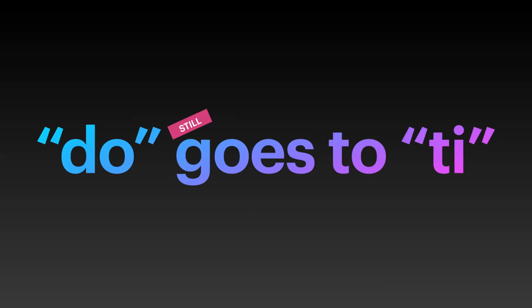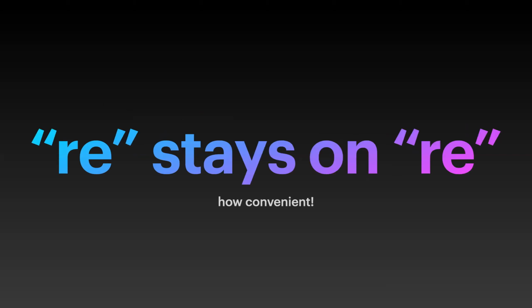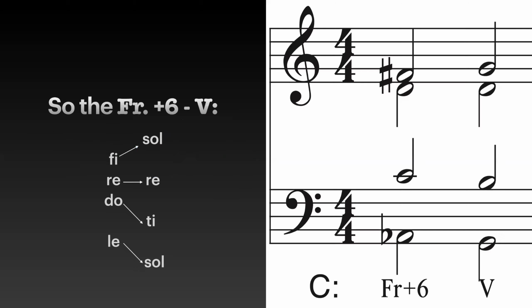How nice. But now we have re to deal with, but it's not hard to deal with because re just simply stays on re, because re is in both the French augmented sixth and the five chord. Very convenient. So we end up getting fi to sol, re stays on re, do goes to ti, le goes down to sol, and it sounds like this.